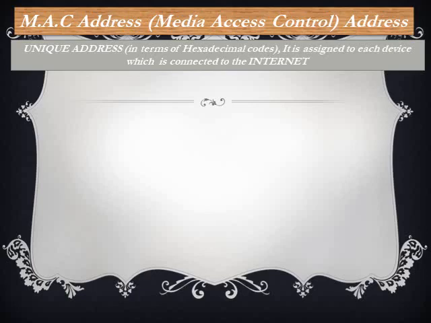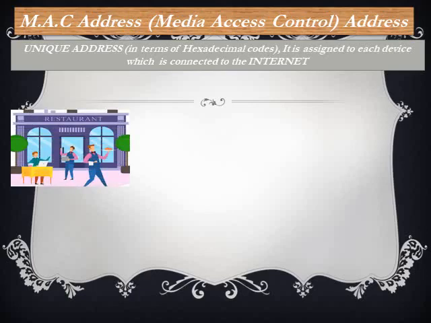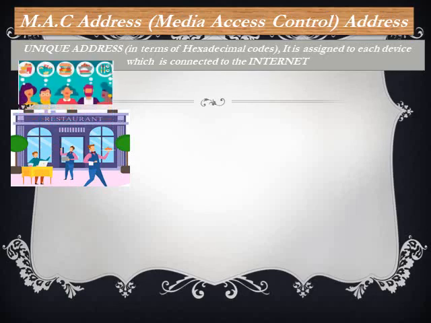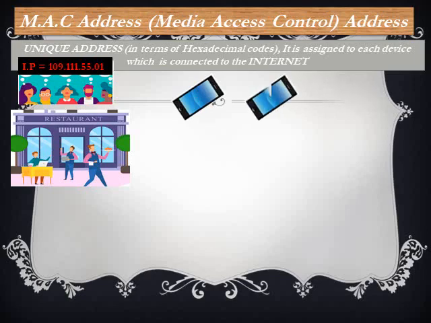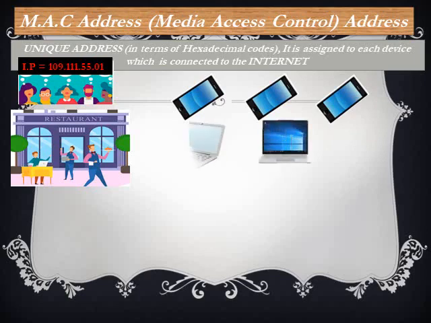Let's take an example. There are 5 customers seated in a restaurant with their laptops or mobile phones. They are all connected to the Internet via the restaurant's Wi-Fi. Each of them will be assigned the same IP address, 109.111.55.01, set to the location of that restaurant's modem. However, each customer's device has a different MAC address.